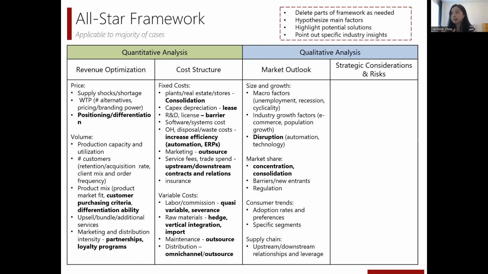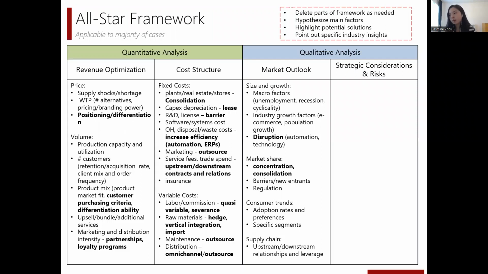You can also look at disruption. So automation, technology, AI, is there something that's coming into the field that is actually causing this industry to shrink and is a threat to this industry? And then the next sub bucket is market share. So looking at how concentrated this market is and what is the consolidation trend of major competitors. Also looking at barriers to entry and new entrants, and then regulation as well, all relating to market share.